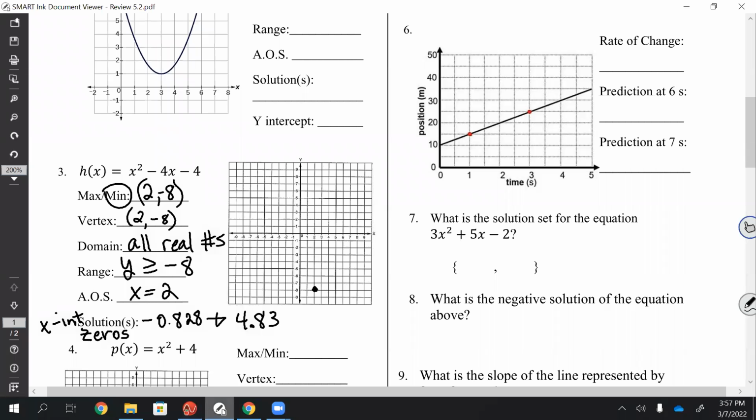So 3, -7. And then you can also remember that your axis of symmetry, you can mirror your points across it. So this point 3, -7, it's only 1 unit away from my axis of symmetry. So I'm going to go to my axis of symmetry and go 1 unit the other way, so to the left, and put the matching point there.